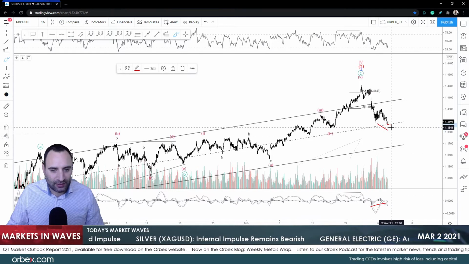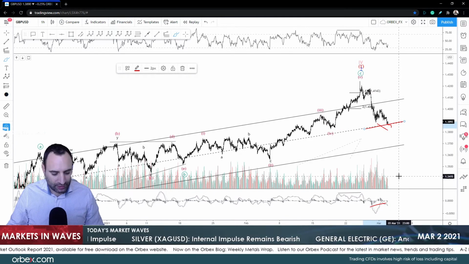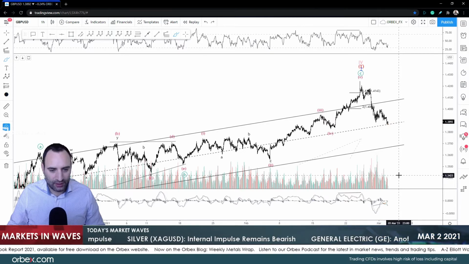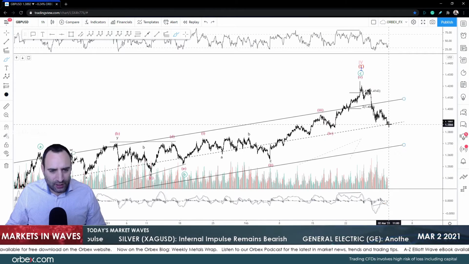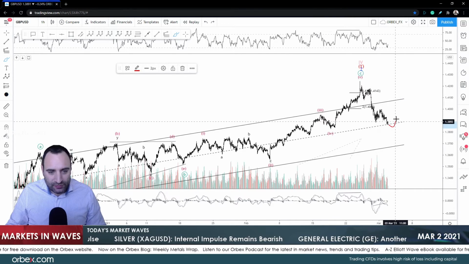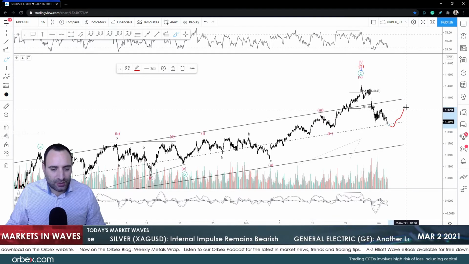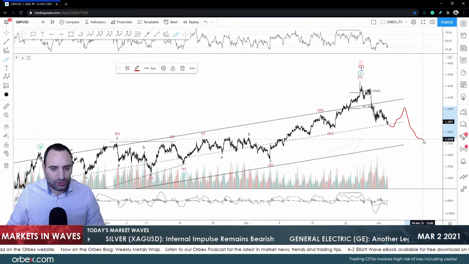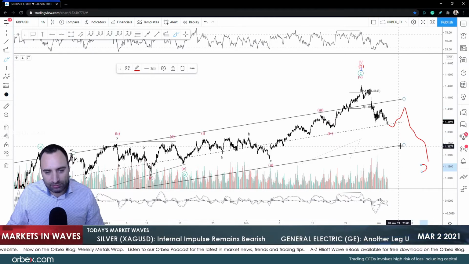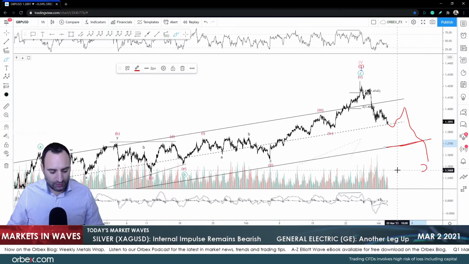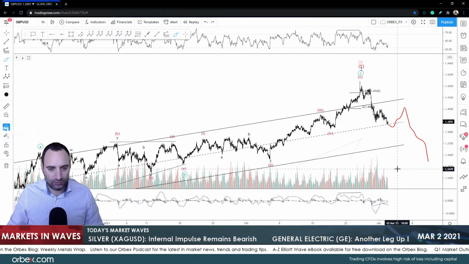I think we might get a false break below the regression channel, just to get some sellers in. And then we're going to start moving a little bit higher to get a correction ABC and then continue lower. And this is going to be wave 3. For wave 3, I'm expecting the break of the lower channel as well.